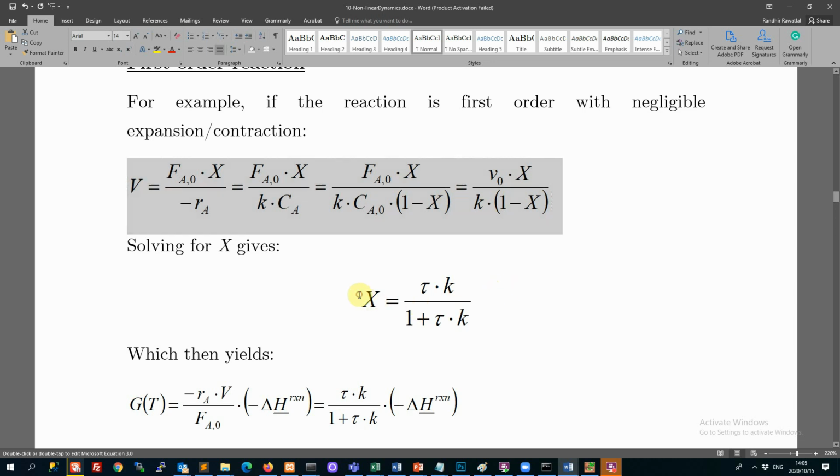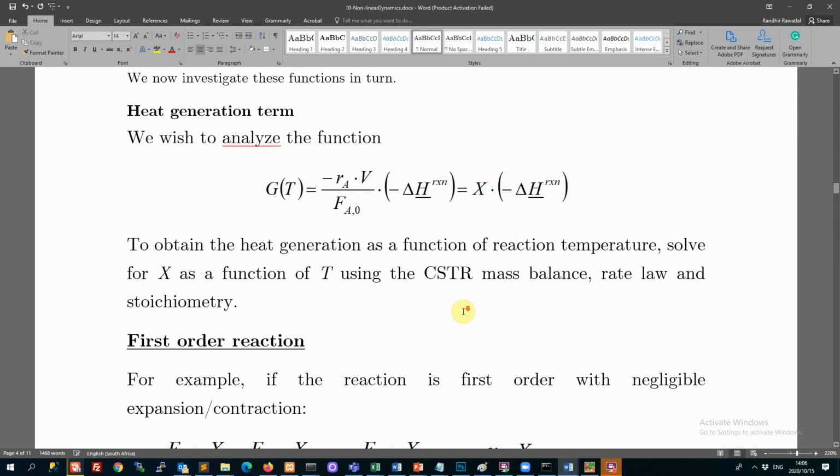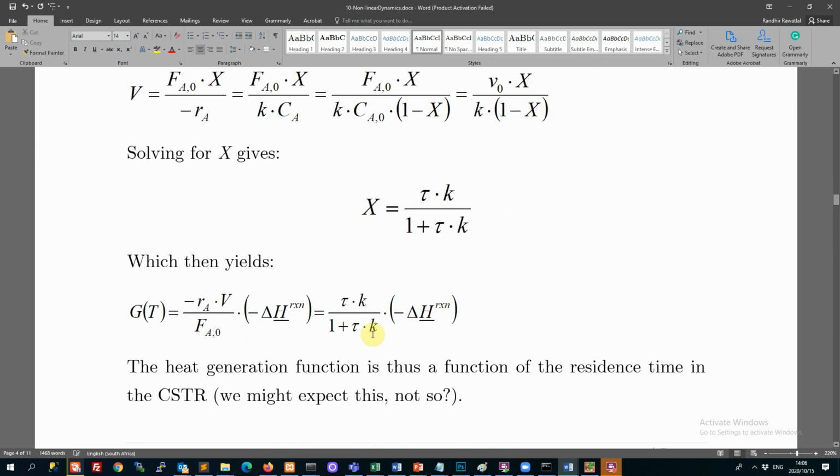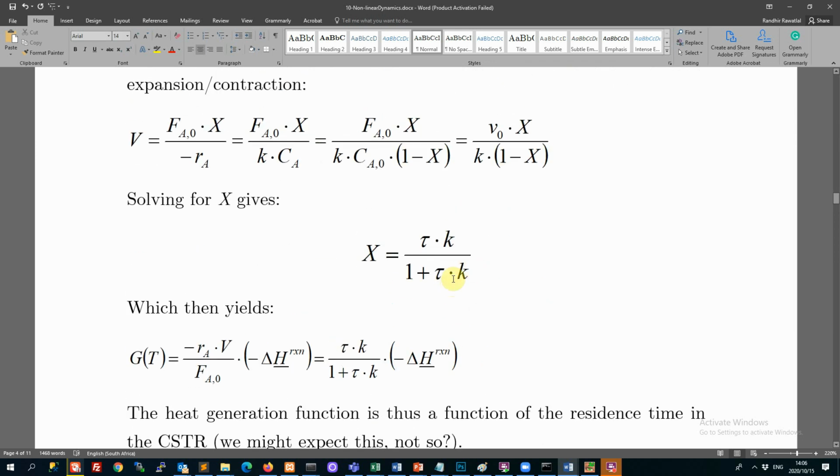Okay, so we've got X now looking like this, and this is useful because we've got K's in here. This K being, of course, the reaction rate constant. We said RA equals KCA. So all we need here is the Arrhenius relationship. K equals K naught e to the minus E over RT. So we use the Arrhenius relationship here, and then that will give us G as a function of T.